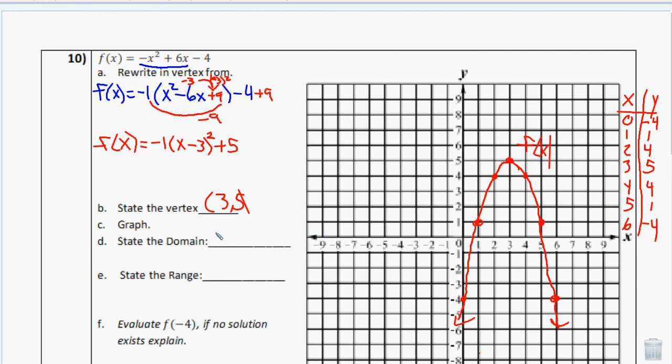And the domain is all real numbers from negative infinity to infinity. The range, it goes forever downward, starting at 5. To go from least to greatest, I could say from negative infinity to 5.